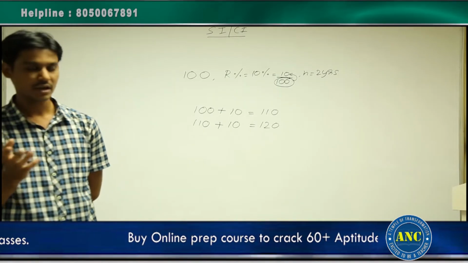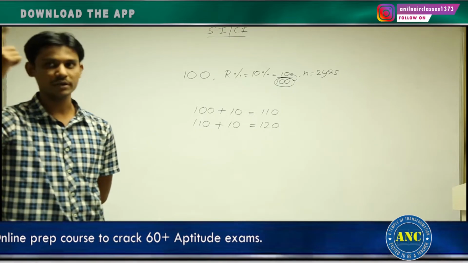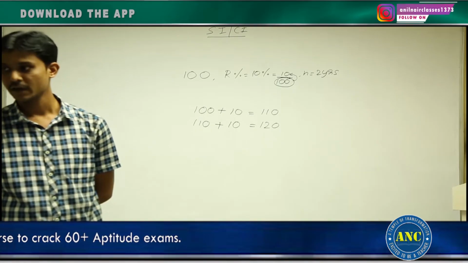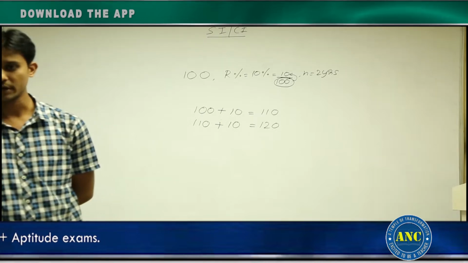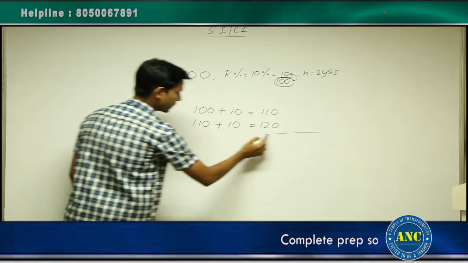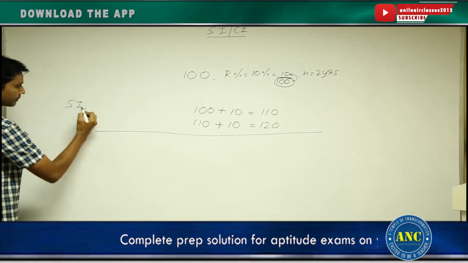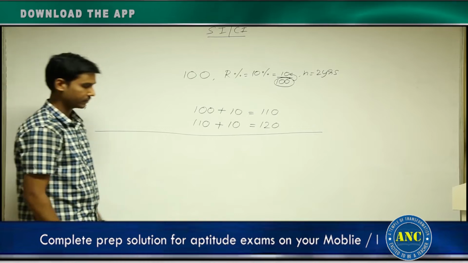Don't remember any formula. The money which I have taken from you is called the principal. The money I am totally returning to you is called the amount. The extra amount which I am giving you is called interest. Understood, right? All these things I discussed till now are in case of SI.